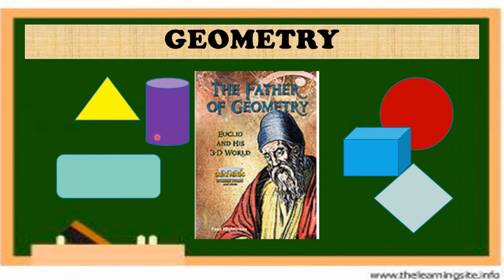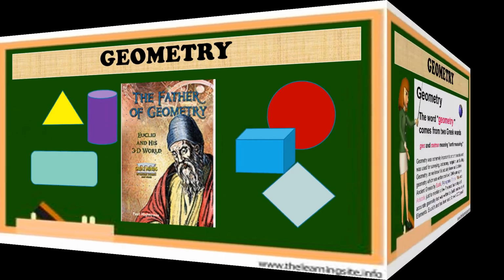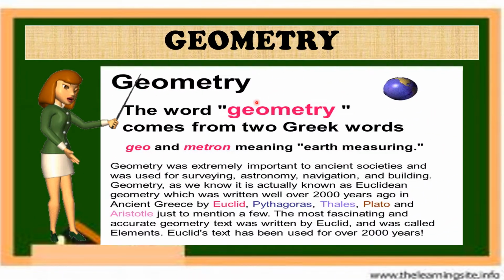We have our lesson. Our lesson has something to do with geometry. Who is the father of geometry? Euclid is considered as the father of geometry. The word geometry comes from the two Greek words geo and metron, meaning earth measuring. For geo, that is earth. For metron, that is measuring.